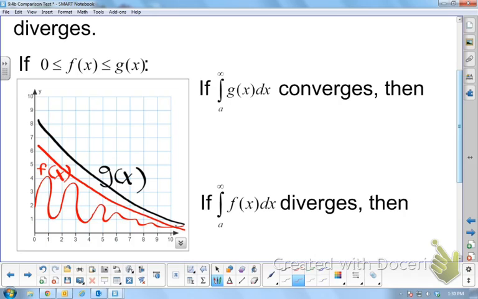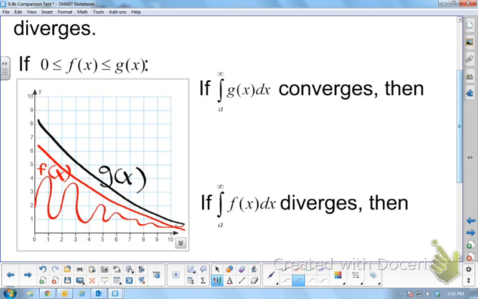So if g of x converges, when we say converges, we say it's going to get closer and closer to the x-axis. So when we're adding area, then we're adding zeros basically over and over again. So if g of x converges, and we know these are bigger than 0, we know it's not going to go under the x-axis, what is that going to force f of x to do? If g of x is getting closer and closer to the x-axis, and we know f of x is always smaller than it, or possibly the same height, what's going to happen to f of x?